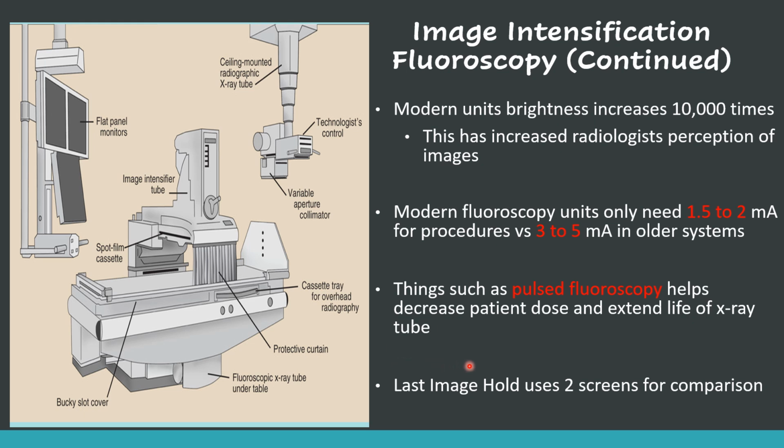Last image hold uses 2 screens for comparison. For fluoro, it's pretty much all high kVp, low mass. You can get up to like 110 kVp, but the mass will only go up to like 12. Again, this is important to remember the image intensifier.